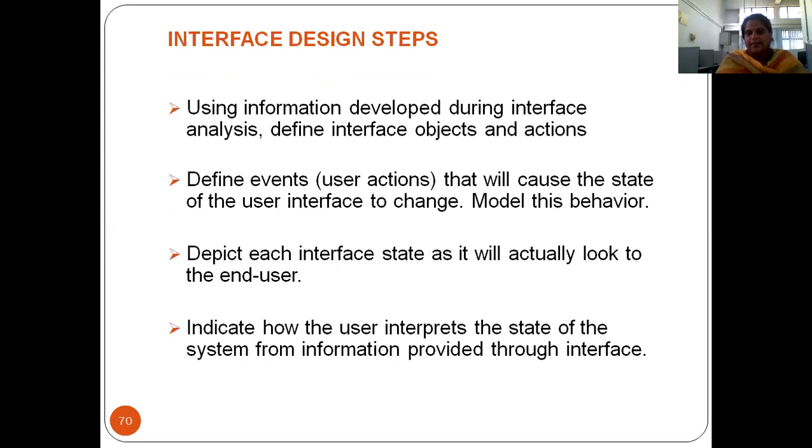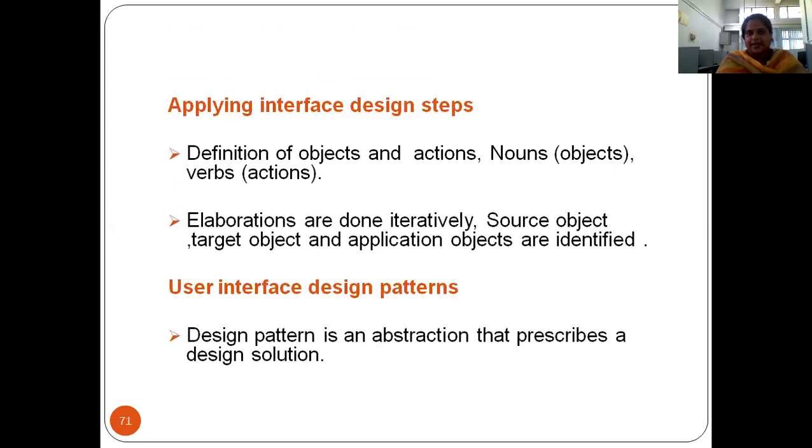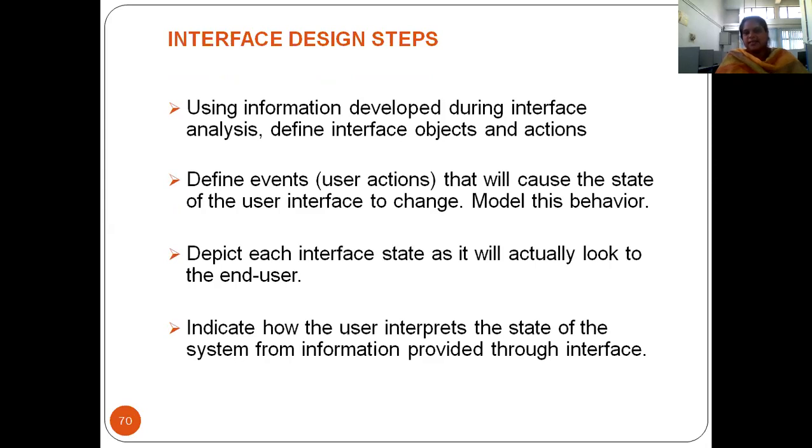So next, interface design steps. Here, interface design steps use information developed during interface analysis to define interaction objects and actions. So here you will take different objects, what the interfaces of the objects are, and what actions are carried out by those objects, and that will be explained in these interface design steps. First step. Next step, define events, meaning user actions. What is the action and what is the cause of the state and model of this behavior.